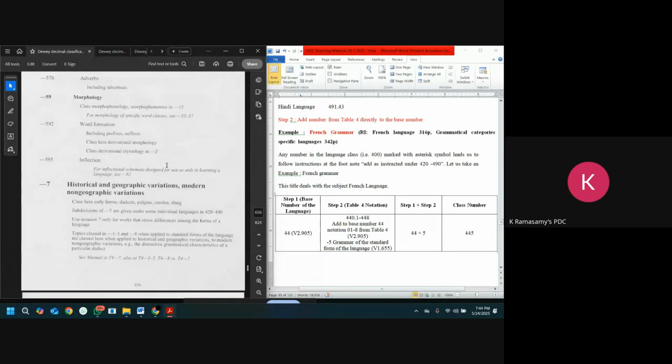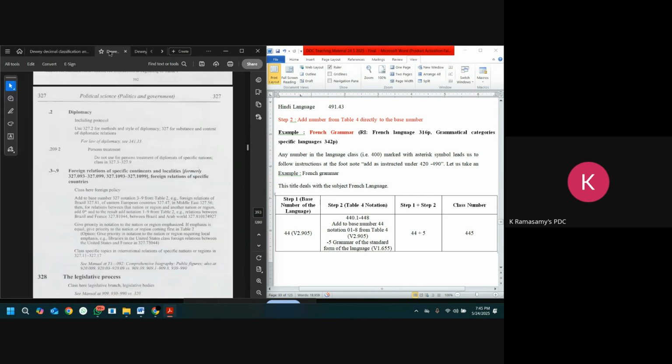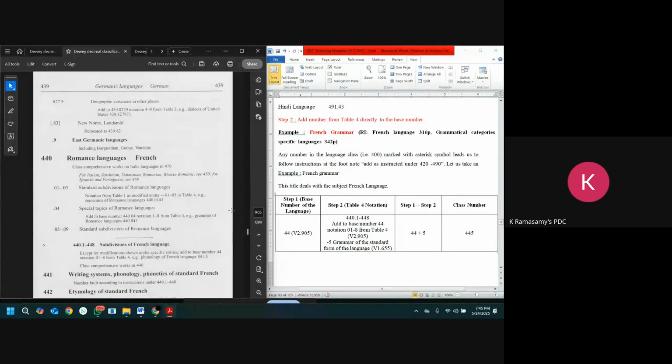These kinds of numbers are available only in table 4. So these numbers can be taken and added to any language number which has a star mark. Okay, so let me go to volume 3. In volume 3, I'm sorry, volume 2.